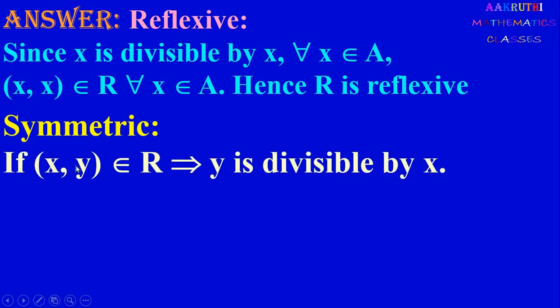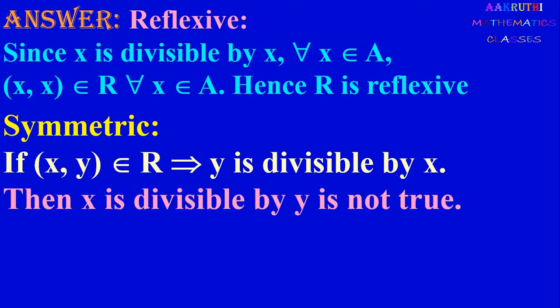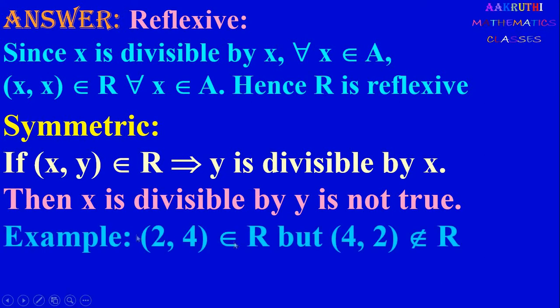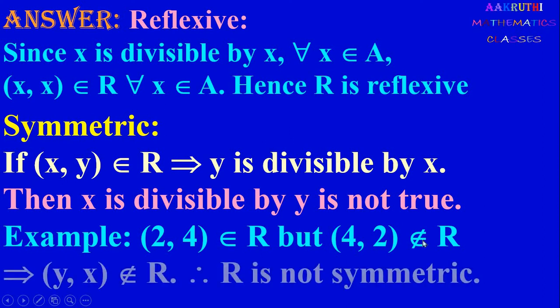Next we check the symmetric relation. Now we consider (x, y) belongs to R. That implies y is divisible by x. Then is x divisible by y? It cannot be true. Consider one example: (2, 4) belongs to R, because 4 is divisible by 2, but 2 is divisible by 4 is not true. So (4, 2) does not belong to R. Therefore R is not symmetric.